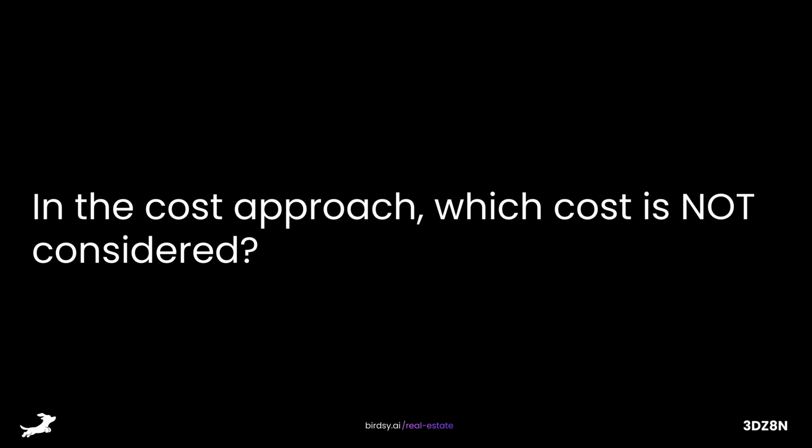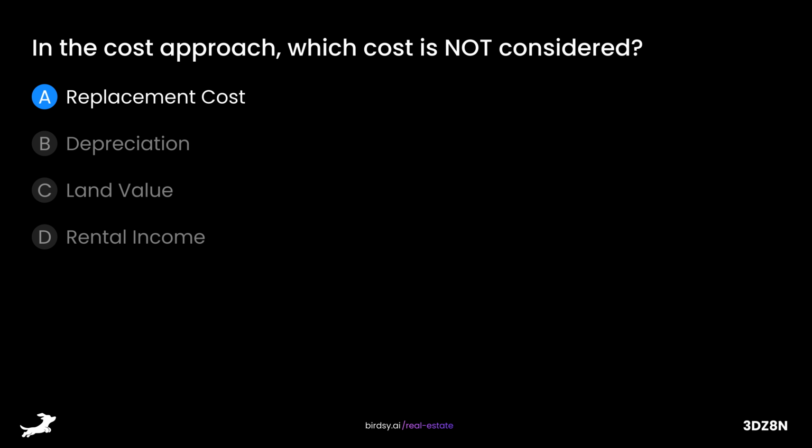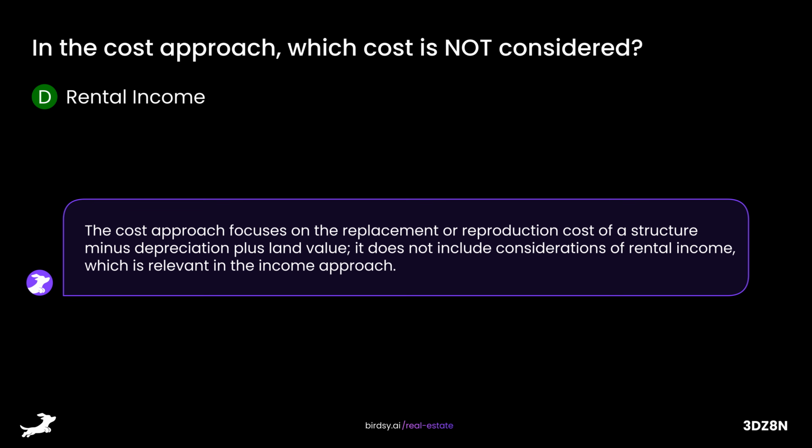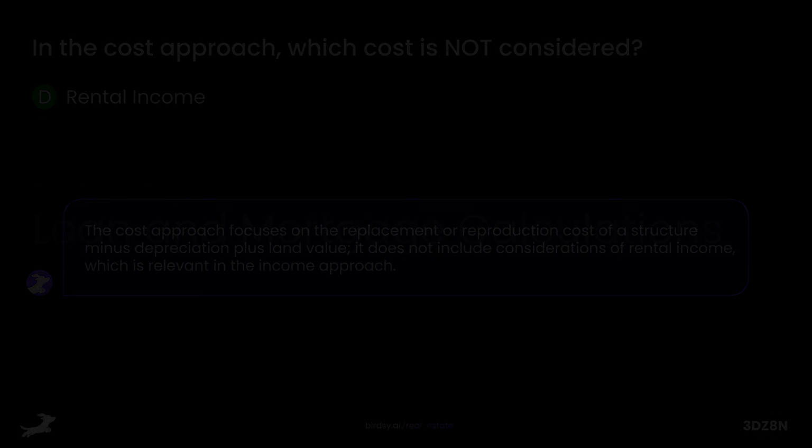In the cost approach, which cost is not considered? Is it A, replacement cost, B, depreciation, C, land value, or D, rental income? The answer is D, rental income. The cost approach focuses on the replacement or reproduction cost of a structure minus depreciation plus land value. It does not include considerations of rental income, which is relevant in the income approach.